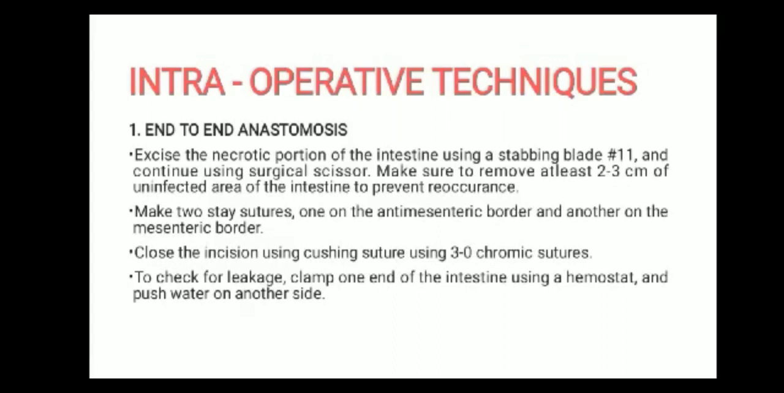To close the incision, use Cushing suture using 3-0 chromic sutures. Cushing suture is what we use because it is inverting and it prevents leakage. And also make sure not to penetrate the lumen, because that will also cause leakage. The suture will be absorbed quickly, or it will dissolve due to the stomach acid. Next is to check for leakage. Clamp one end of the intestine using a hemostat and push water on another side.